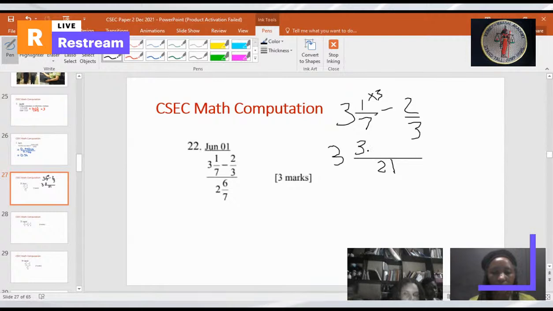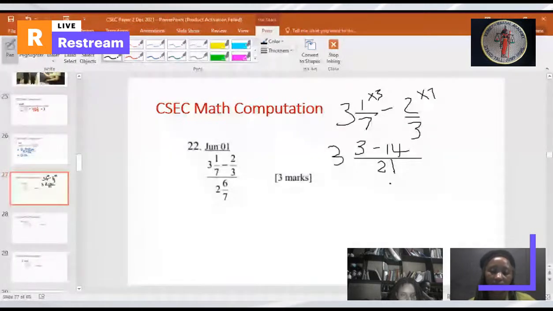3 into 21 goes 7 times, so 2 times 7 is 14. We can't work this without getting a negative fraction, so we take one whole from the 3, since we have 3 wholes. So it would be 21 plus 3, which is 24.